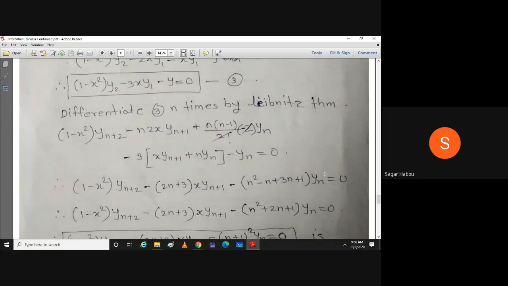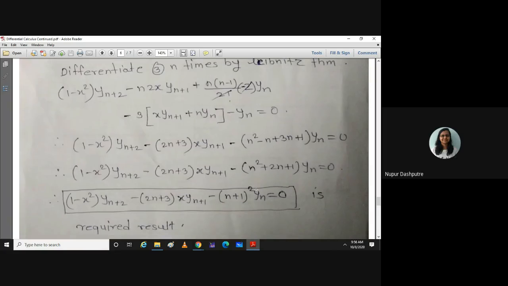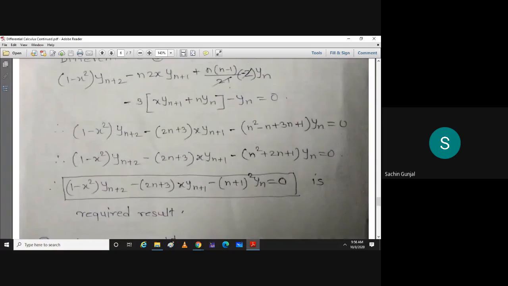Yes, sir. What about others? Is this last term okay? Yes, sir. So 1 minus x square into yn plus 2, minus 2n plus 3 x yn plus 1, minus this, minus n plus 3n becomes 2n, and that bracket is nothing but n plus 1 bracket square. Okay. So that's what we want.